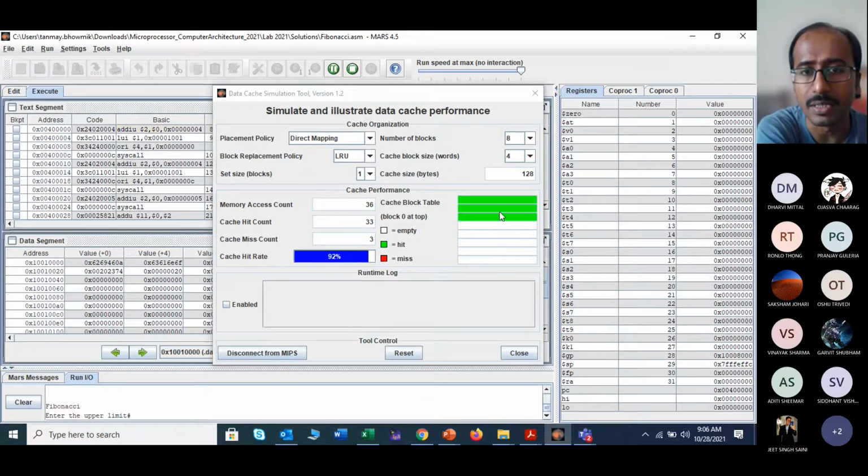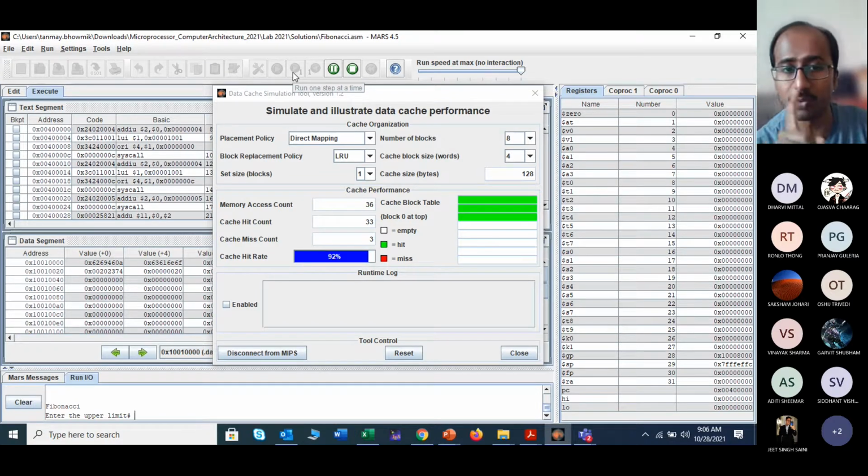See some difference you can identify: cache block table, cache hit ratio, memory access count. Now, if you do one step at a time, whenever we are running the program in MIPS, there is an option of one step at a time. If you run every program one step after another, then you will see in every step of your program how the cache memory is being handled.